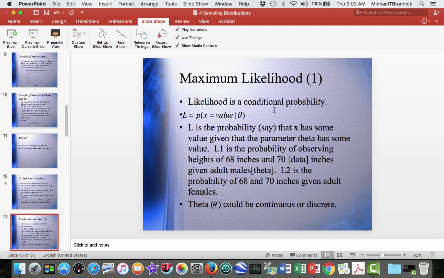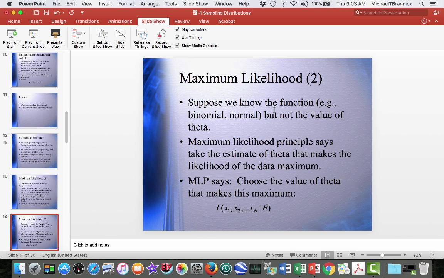so there are two people, 68 and 70 inches tall, given that these were drawn from a population of adult males. L2 is the probability of 68 and 70 inches, given that they're drawn from adult females. So theta can be continuous or discrete. It could be a value for males, could be a value for females, it could be inches, could be 1, 0, whatever, it doesn't really care. Now, suppose we know the function, for example binomial or normal, but not the value of theta.